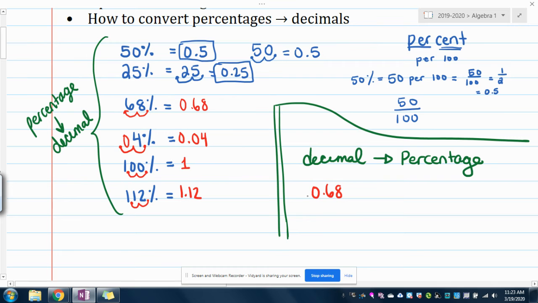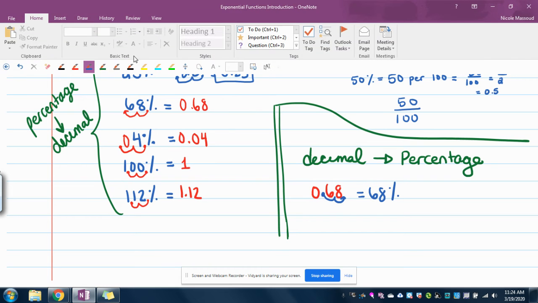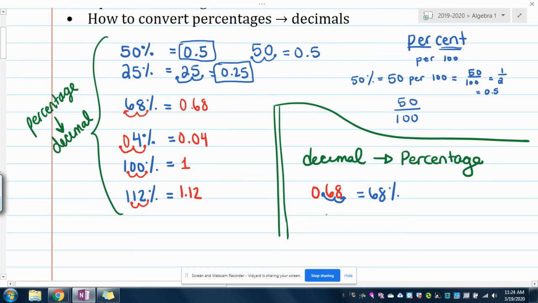Instead of going to the left, I'm going to go to the right. So I'm going to take my decimal place and I'm going to go to the right. Basically, I'm multiplying it by 100. And so I get 68%. Or if I have 0.02, I move it to the right, and I get 2%.